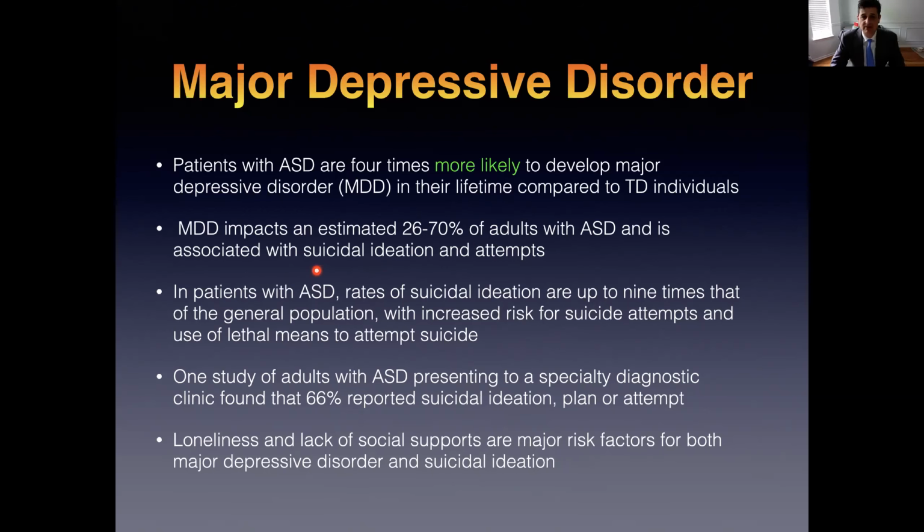And we know that it's more commonly associated with suicidal ideation and attempts in patients with autism. So depression has a more pernicious course in individuals with autism. The rates of suicidal ideation are up to 9 times higher. So this is a major, major safety issue. And again, one of the major prognostic factors is loneliness, lack of social support. So if you're isolated, lonely, these are risk factors for depression and suicidal ideation.